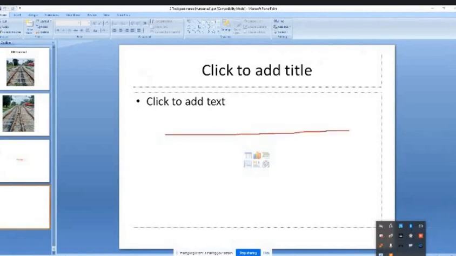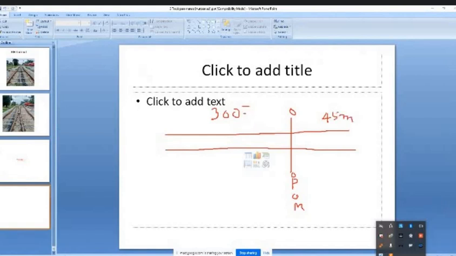Say this is the straight track I am taking. This is the point of mount. This will be called 0. This side is 300, I told you. This side 300. This side is 45. This is meters, not millimeters.